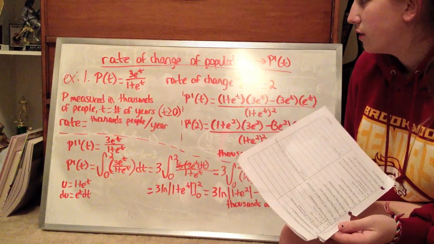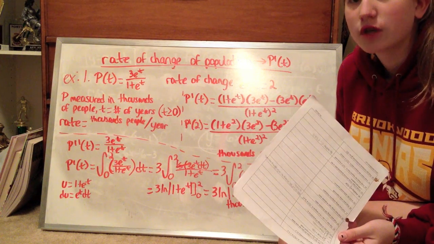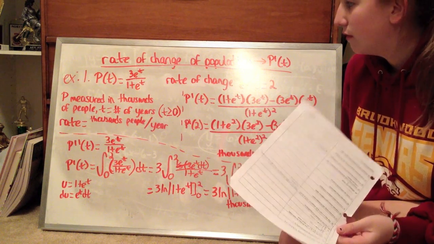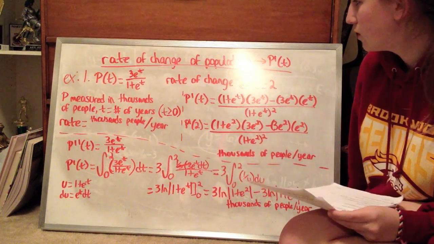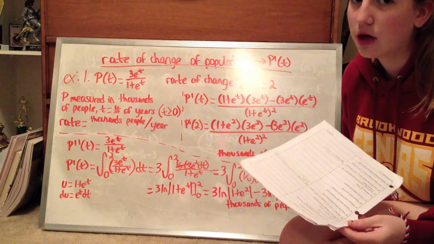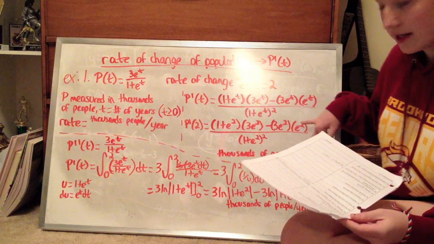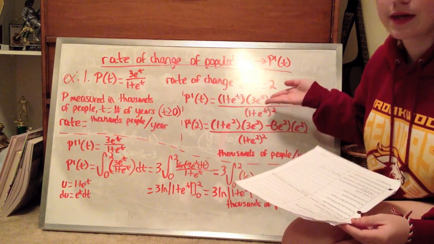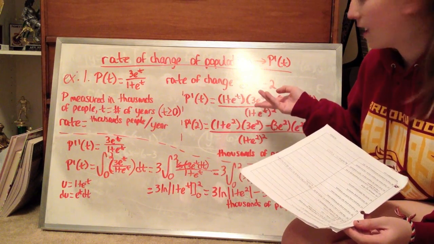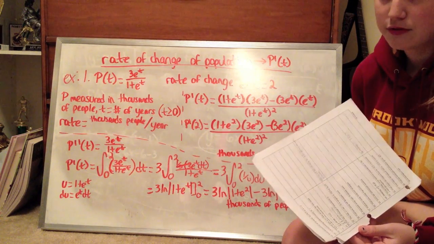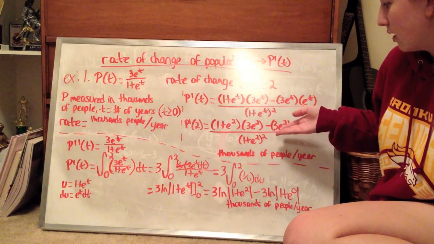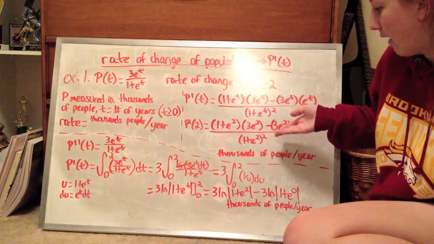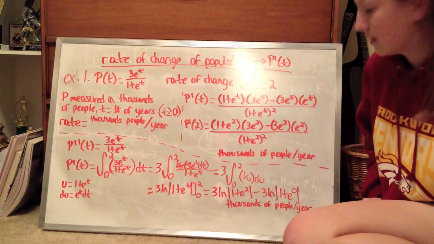So all you have to do is find the first derivative of the original p function. You just do low d high minus high d low over low squared, which I have right here. Then once you have that, all you have to do is plug in the 2, because that's what they told you your t value was. Since this was a free response question, you can just leave it like this. You don't have to simplify. And your units are thousands of people per year.